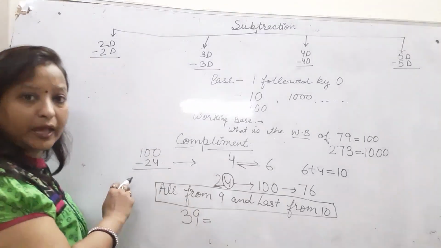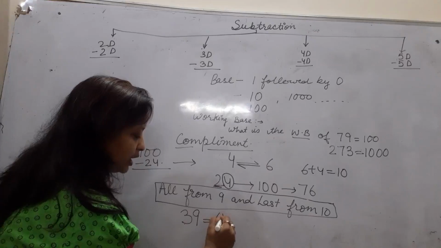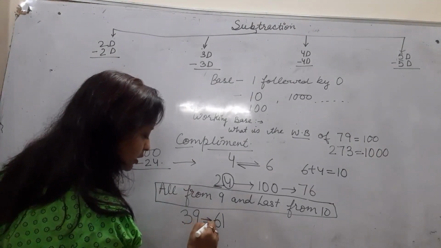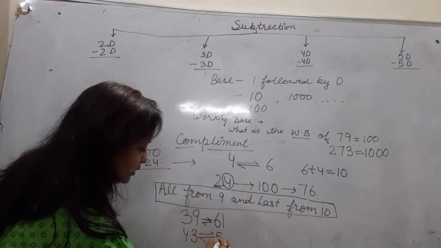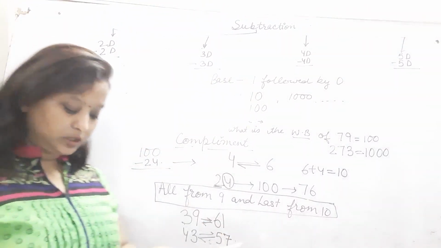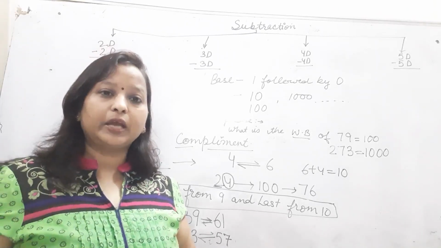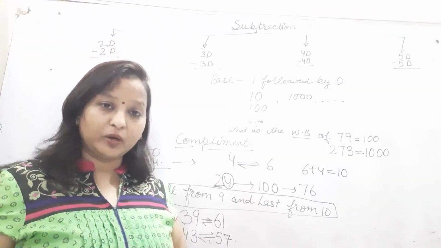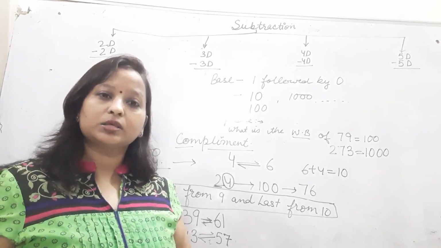Now no need to do like this. Directly we can write 3 का complement 6, 9 का 1. दोनों complement हो गए. नेक्स्ट, 43 का कॉम्प्लीमेंट, 4 का 5, 3 का 7. These are the complement. तो when you start your book from page number 4, you will see question number 1, 874. The working base is 1000 and complement will be 8 का 1, 7 का 2 and 4 का 6.